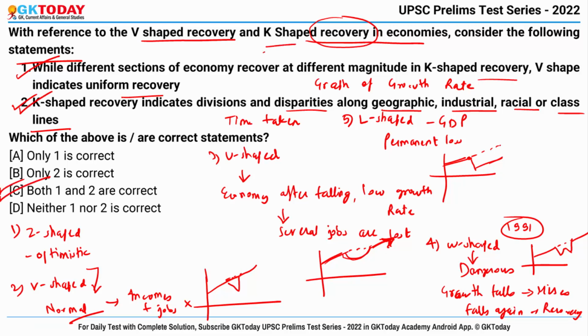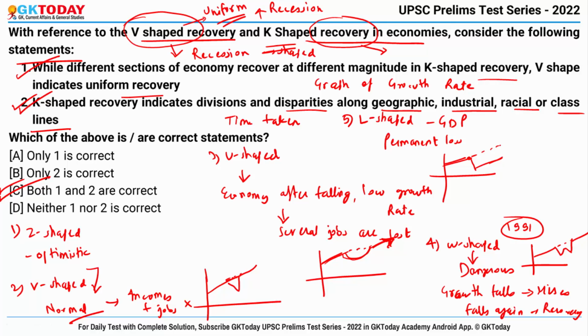Actually, K-shaped recovery occurs in an economy following a recession when different sections of it recover at different magnitudes, times or rates. Okay, but V-shaped recovery occurs in an economy following a recession, again V-shaped, means it exhibits sustained and quick type of recovery. Okay, and K-shaped recovery is an indication of divisions and disparities along various lines. On the other hand, V-shaped recovery indicates a more uniform recovery across the economy.